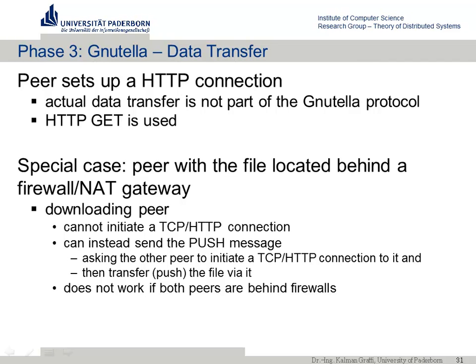Still, there's a problem if both peers are behind firewalls and they cannot contact each other. There, it's getting tricky, and it's not discussed here. Later on, in I think 5 or 6 lectures, we will see how this can be done, what kind of NAT hole punching protocols there are for two peers behind NATs to contact each other. But this is in general a problem.